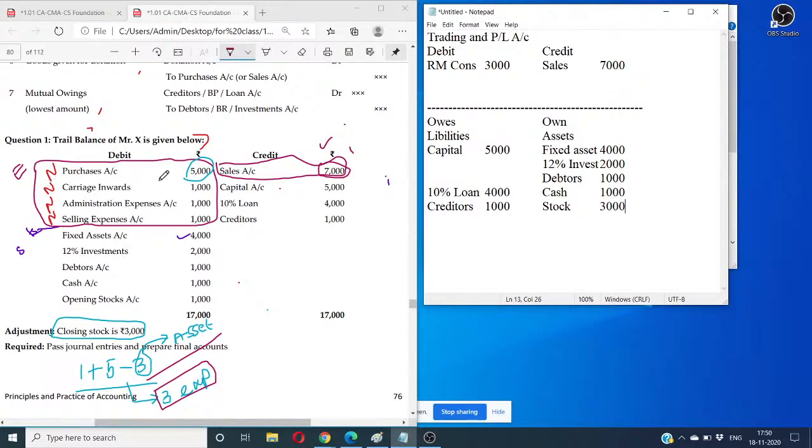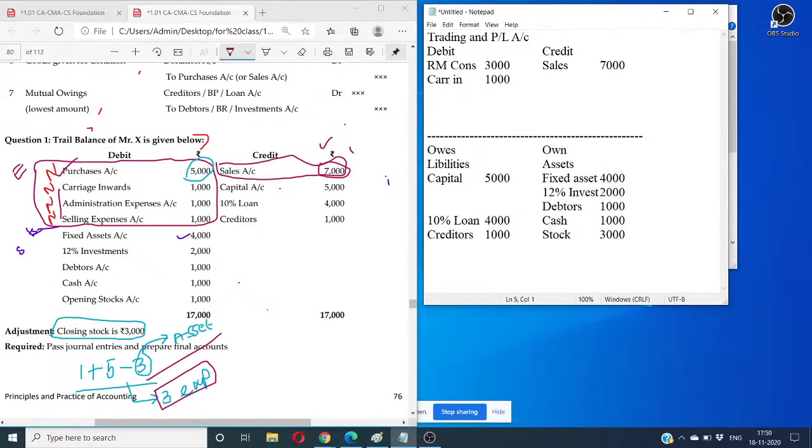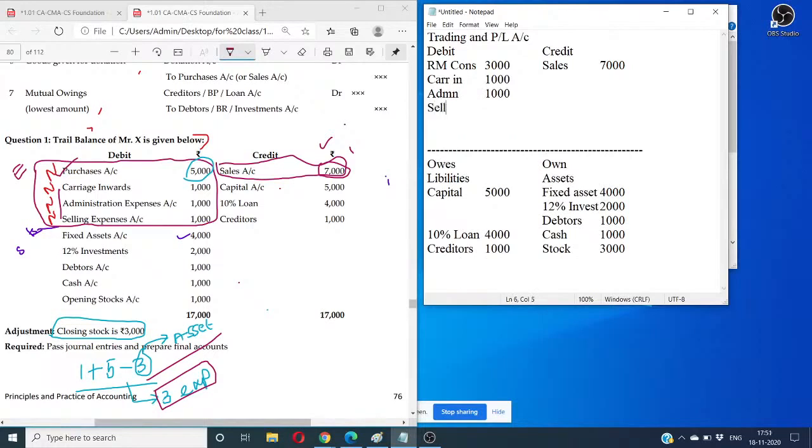Now, I have posted the sales. I have posted adjusted purchases. 5,000 rupees is usually called purchases. 3,000 rupees is usually called adjusted purchases. And the rest of the three are usually in expenses only. So I'm going to write here carriage in 1,000 and admin expenses being 1,000 and selling expenses being 1,000, right?